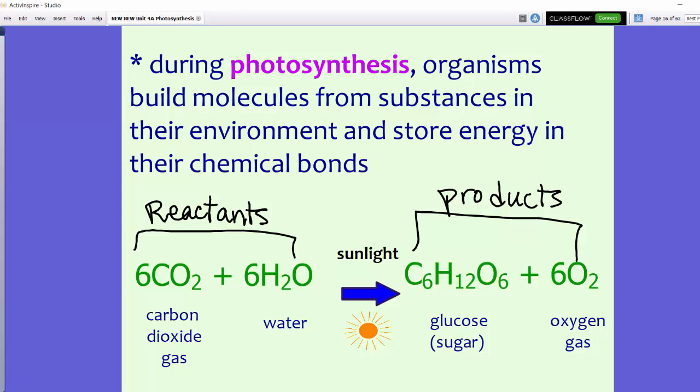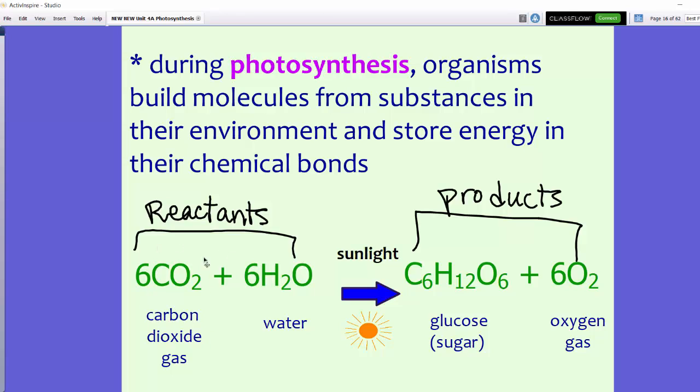So during photosynthesis, organisms will build molecules from those substances in their environment. And to do this, sunlight is definitely needed. So on the left side of this equation, these are your reactants. This is what is needed in order to produce the glucose.